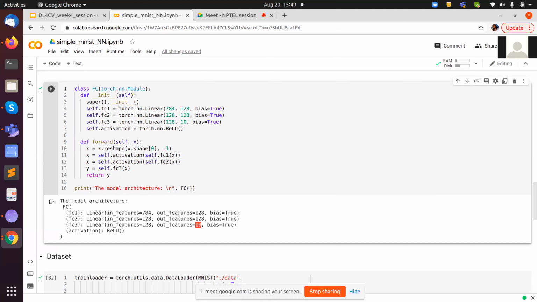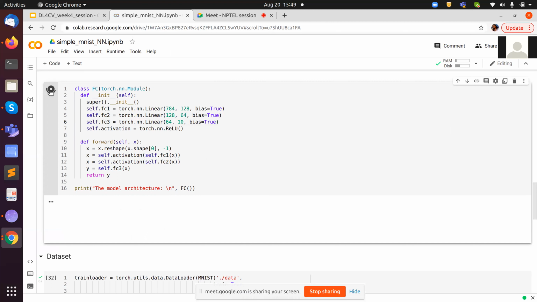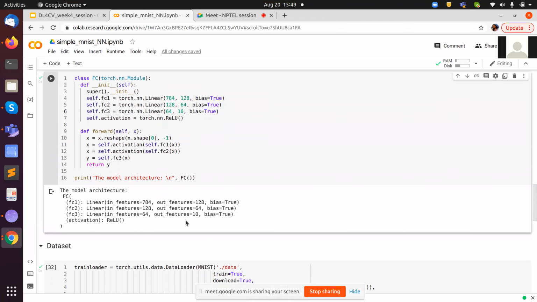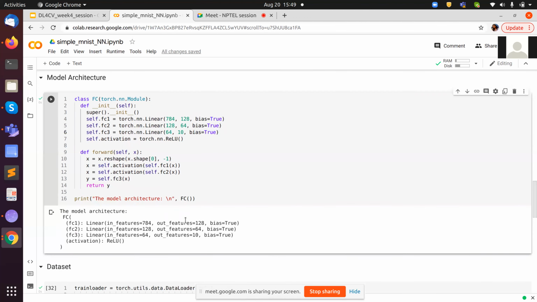I can even change it to make it more clear. Let's change it to 64 here. Then I have to change 64 here as well, because the output of this will be the input to the FC3. Now the network has changed. If you want to see how many parameters there are, we can also do that.